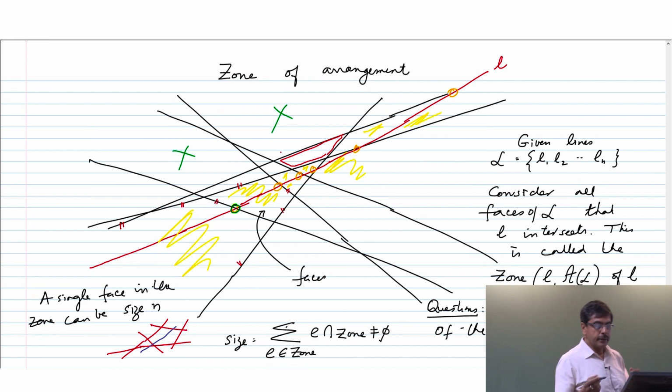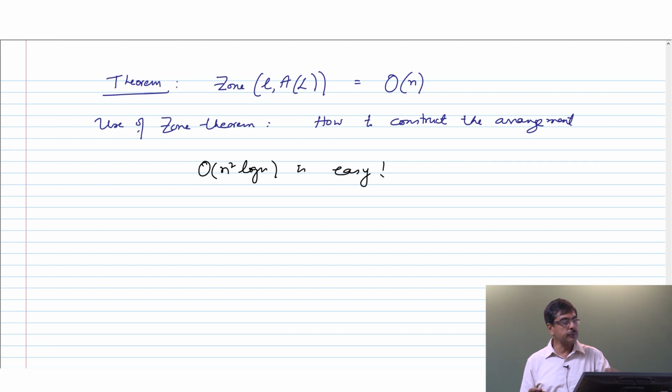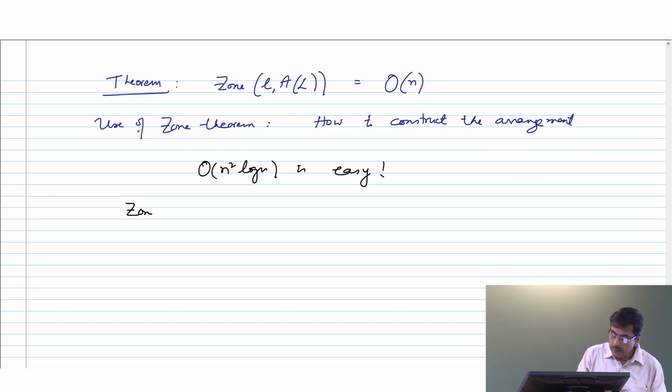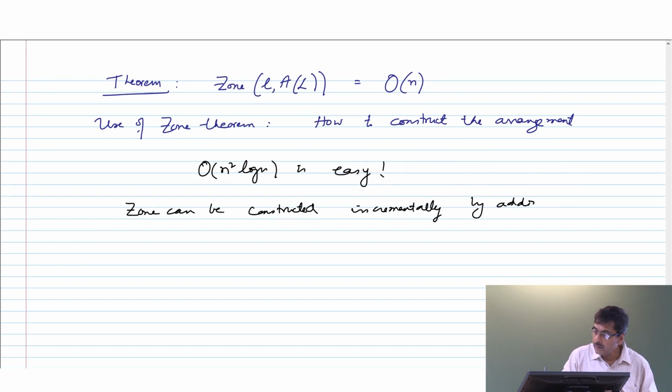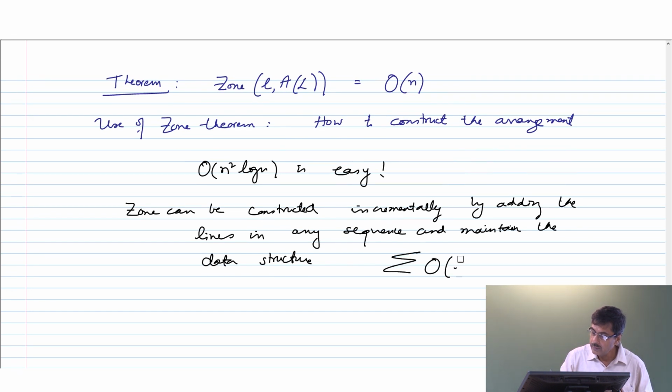But then what you can do, from this bound on the zone theorem, is do it incrementally. When I add the next line, because the zone is only of size n, the arrangement can be constructed incrementally by adding the lines in any sequence and maintaining the data structure. This takes time, basically order i.